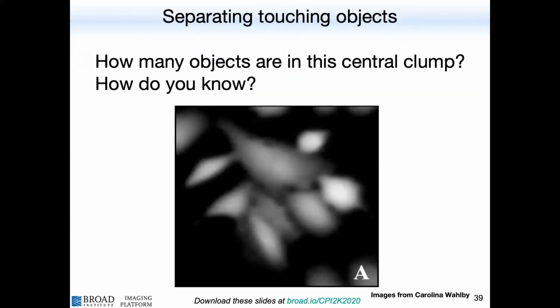The next question becomes, okay, now that we figured out what is part of our foreground and what is background, we need to separate any objects that might be touching. In this image that you see, in this central clump, how many objects can you count? 1, 2, 3, 4, 5, 6, 7, 8.